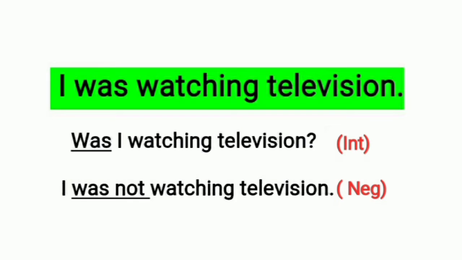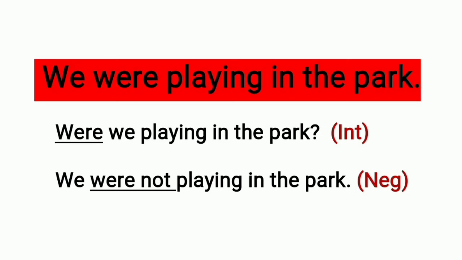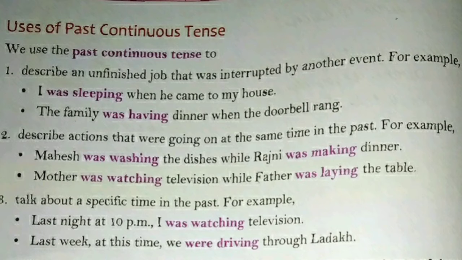And the second one, I was watching television. The interrogative form is was I watching television? And the negative form, I was not watching television. Next one, we were playing in the park. The interrogative form is were we playing in the park? And the negative form, we were not playing in the park. So hope you understood this exercise. Let's have a look at the uses of past continuous tense.